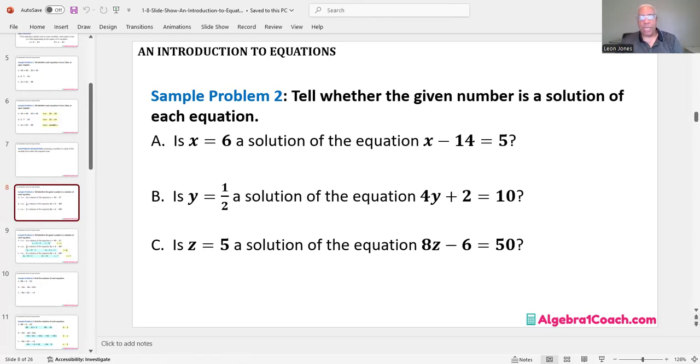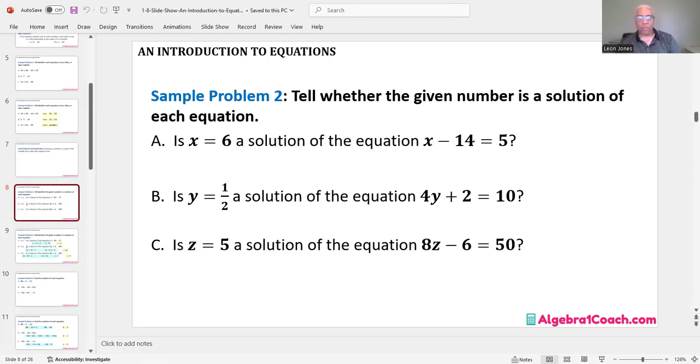What about y equals 1/2? Now, you can have proper and improper fractions. Now, some people might get confused. But I can tell you right now, if you plug 1/2 into y, that's not going to give you a true equation. See, 4 times 1/2? No, it's not. Because if I take half of 4, 4 divided by 2, 4 does not equal 10. So that's not going to work.